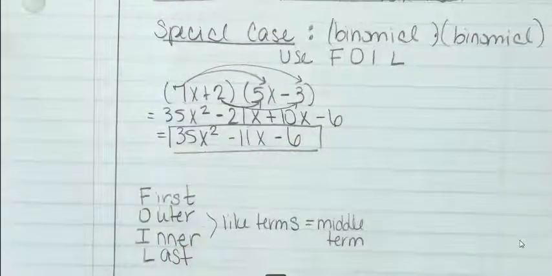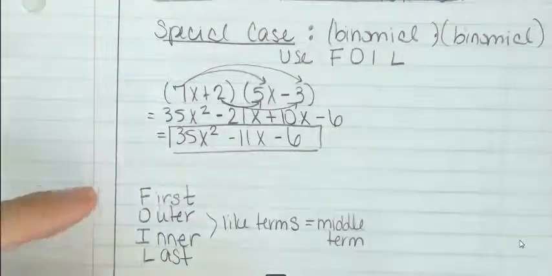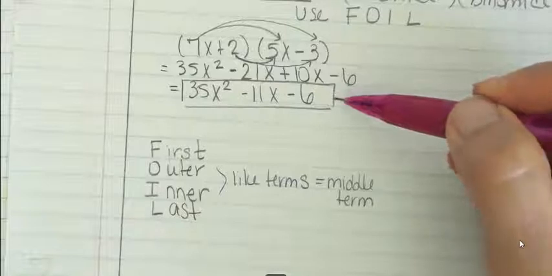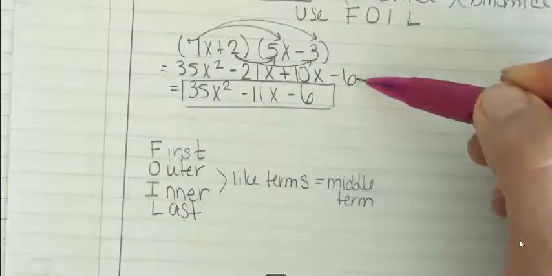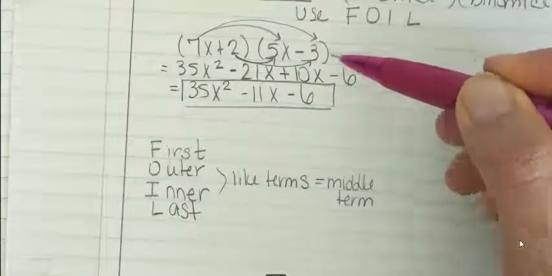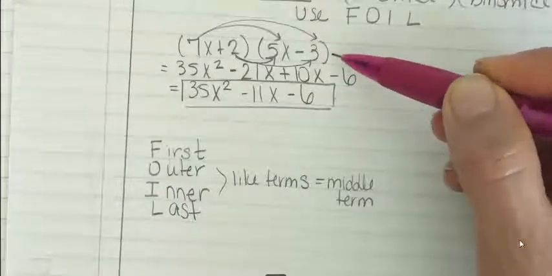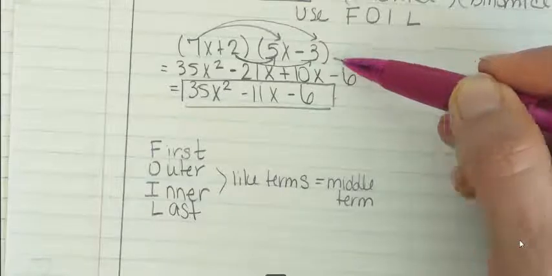Now, you can actually use FOIL to make this make a little bit more sense to you when you have to work backwards. Because here's what's going to end up happening. I'm going to give you this, and you're going to need to work backwards to that. So I'm going to give you the product, and you're going to need to divide it up into two binomials. And this is key.